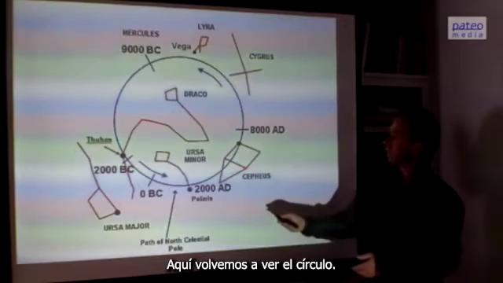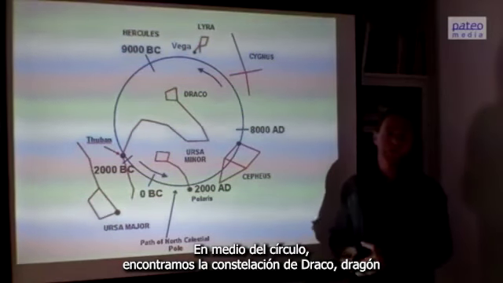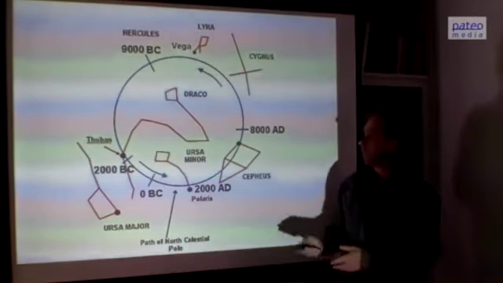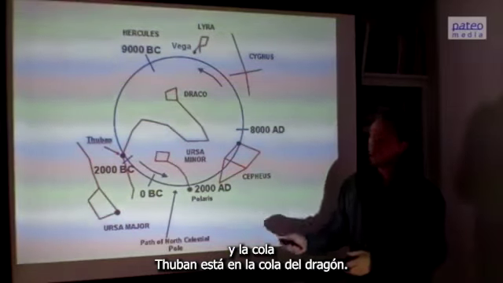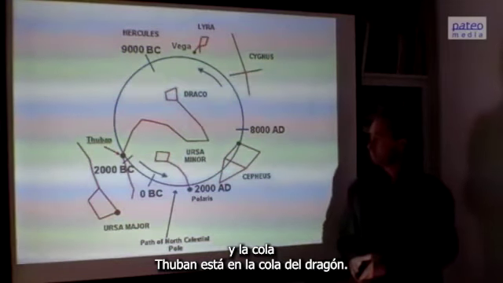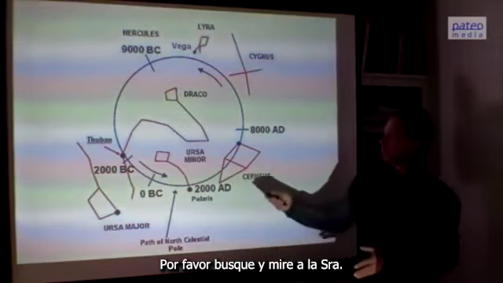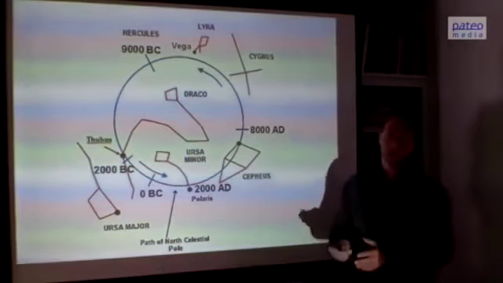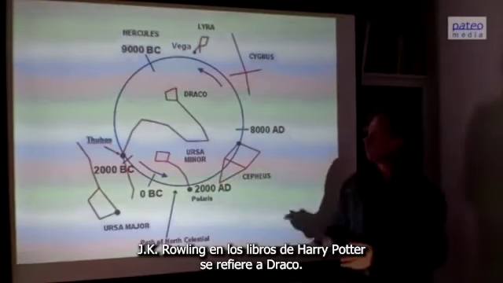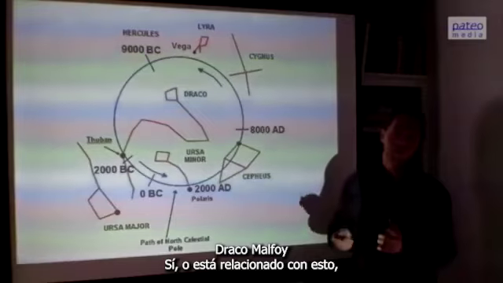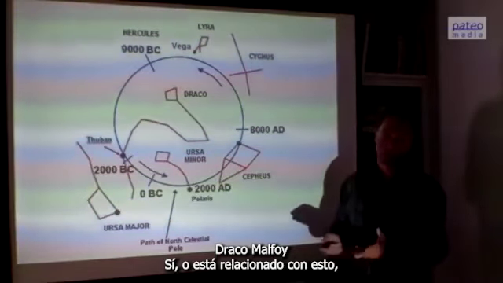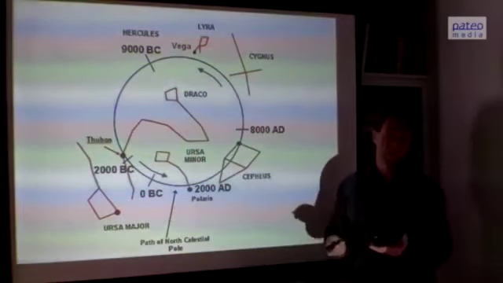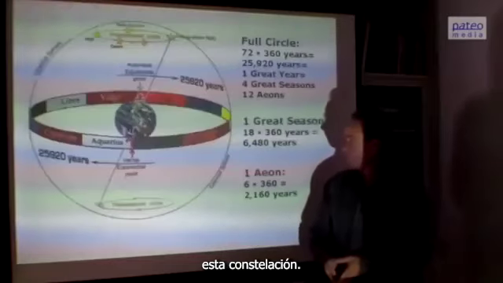Here we see the circle again. In the middle of the circle we find the constellation of Draco, the dragon. And the tail, Thuban, is on the tail of the dragon. Please look that Mrs. Rowling in the Harry Potter books refers to Draco, Draco Malfoy. Yeah, or it's related to this constellation.